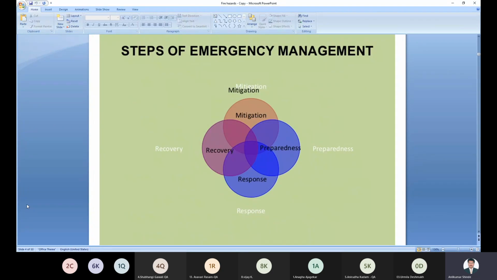Then these are the different steps involved in the emergency management of fire safety. There are four steps: mitigation, preparedness, response, and recovery. Mitigation means to overcome the problem of fire. All the preventive measures taken to avoid the problem of fire are called mitigation.